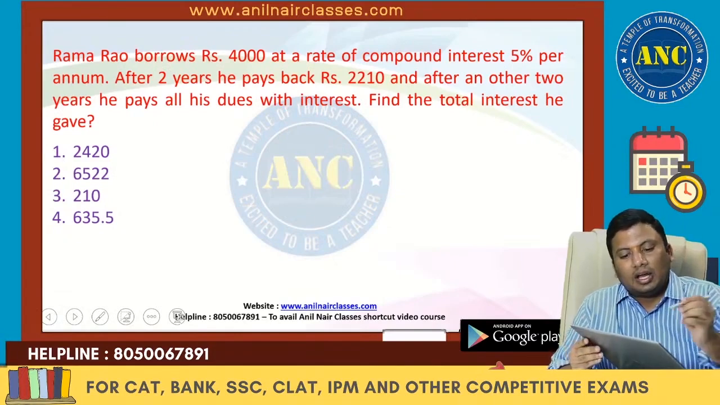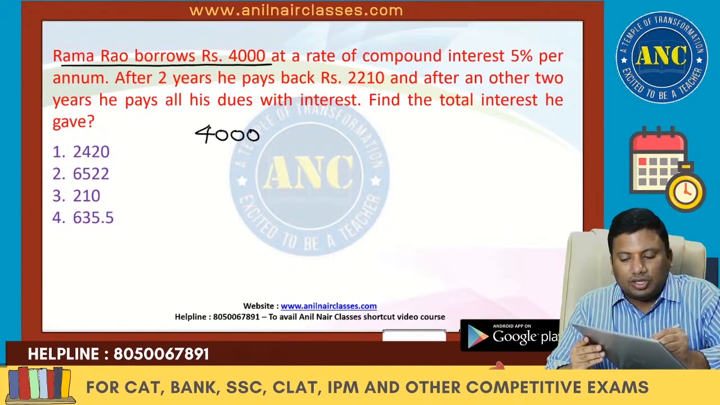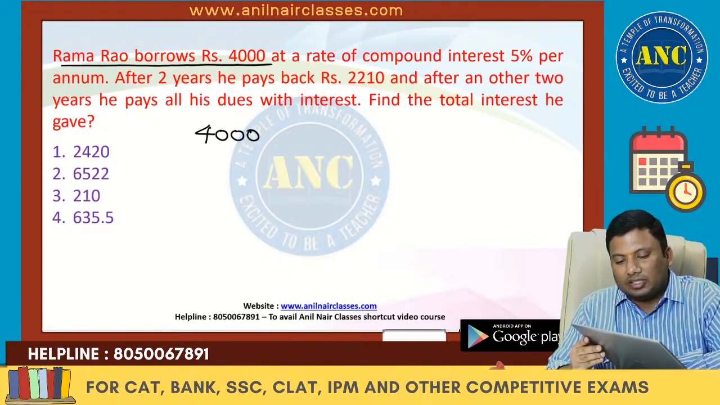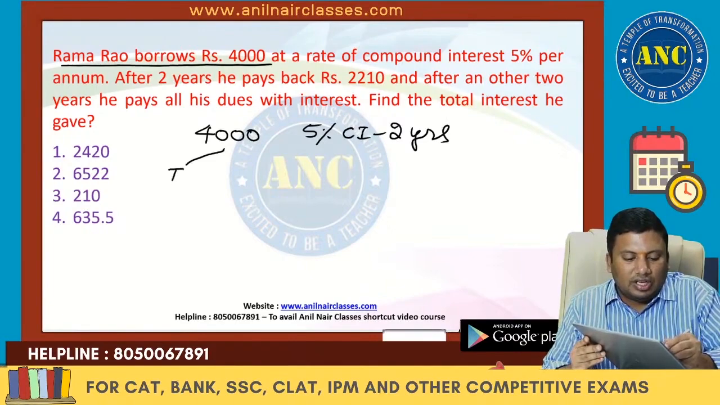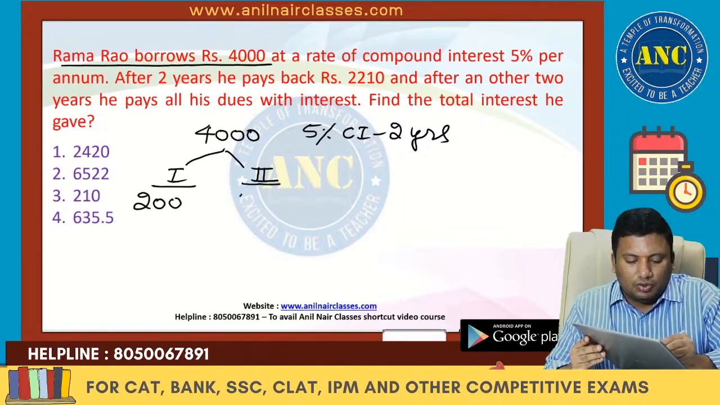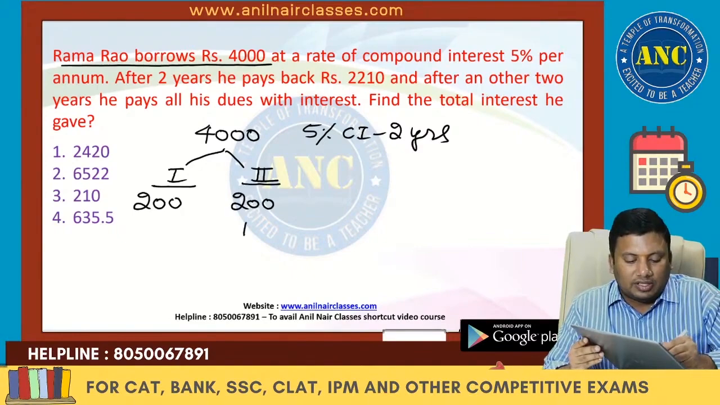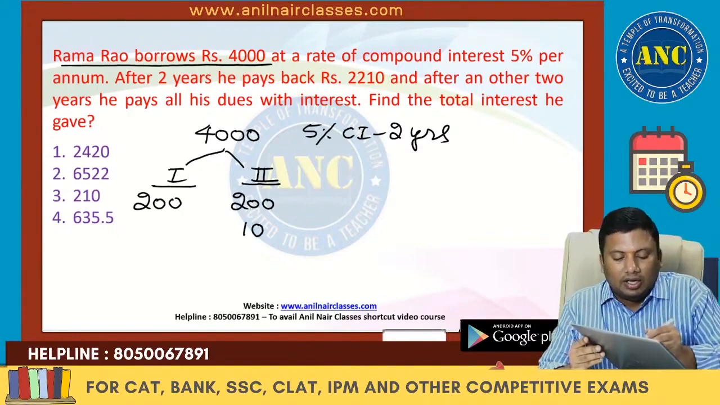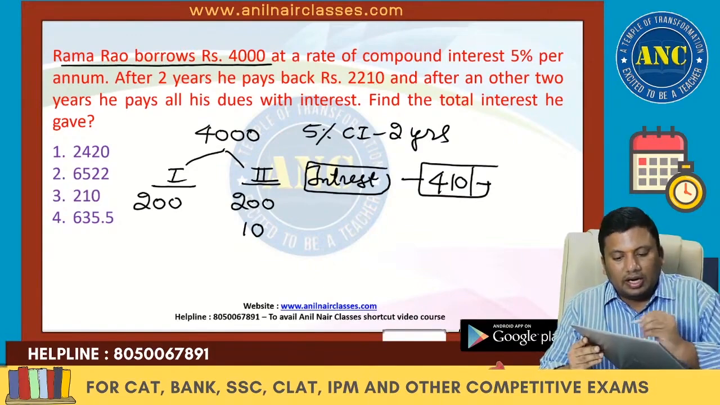Similarly here, Ramarao borrows 4,000 at the rate of 5% per annum, 5% CI for 2 years, first year and second year. This is 200, and this is also 200, and 5% of that is 10. So what is the interest here? The interest which I will give is 410 rupees.